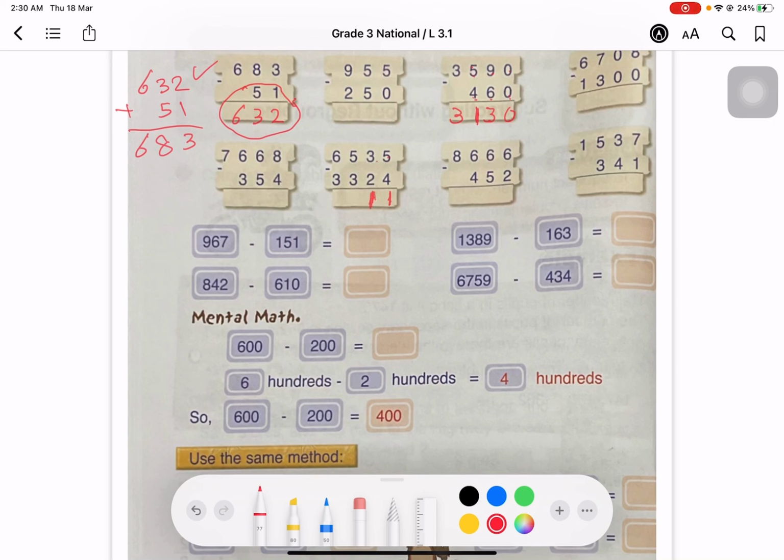Look how I align the digits under each other. 5 minus 3, it's 2. And 6 minus 3, it's 3. So what is the answer for this question? What is the difference? The difference is 3,211. Now, you notice that these questions are vertical, okay?